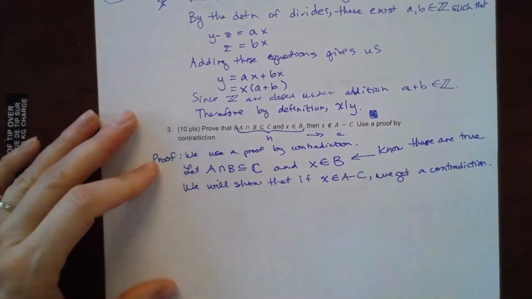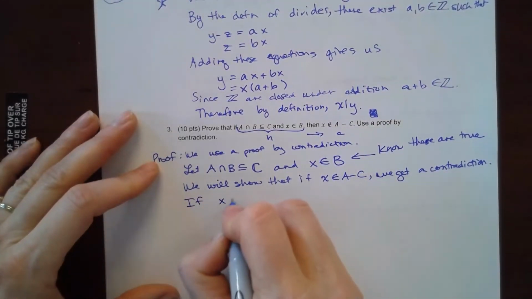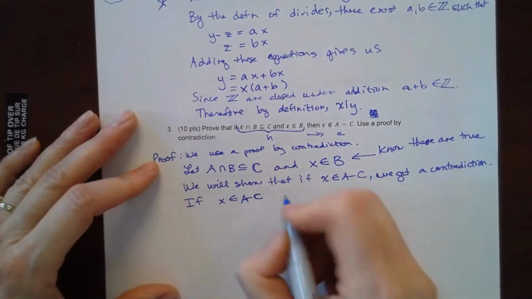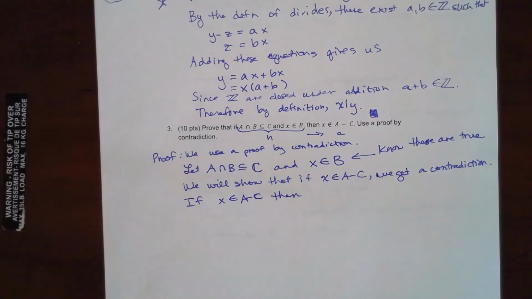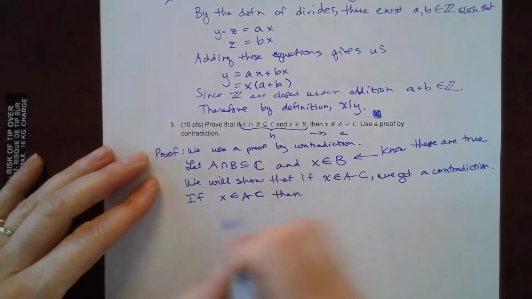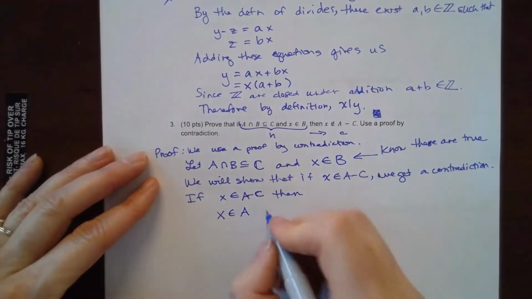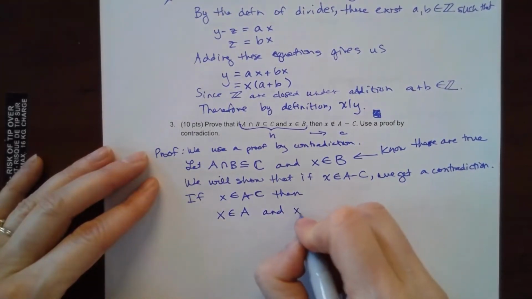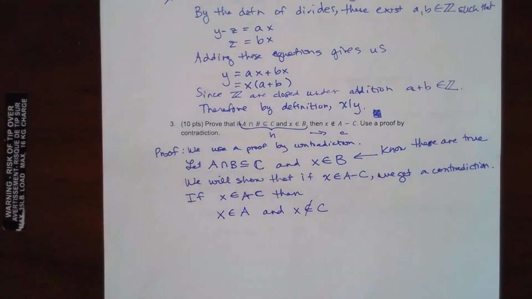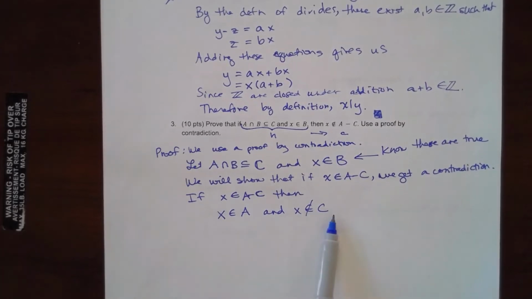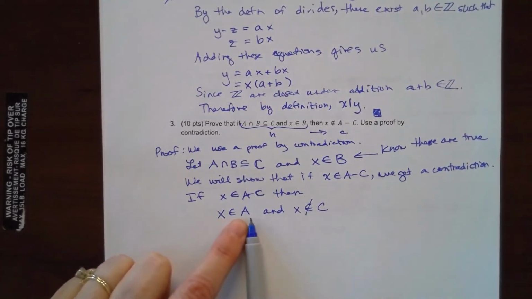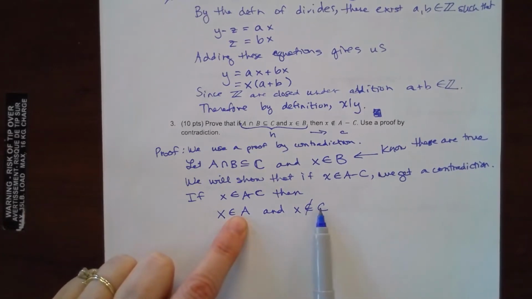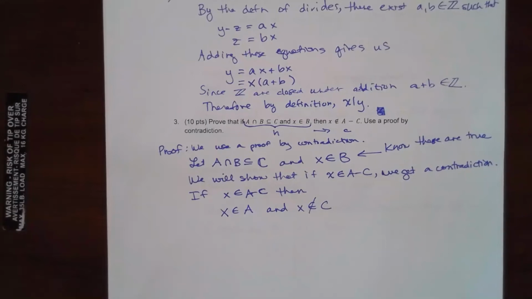Okay. So, if X is an element of A minus C, then what would be true? Well, we know then that X would have to be in A, and that X would not be in C. And I know a lot of you just went straight to X is an element of A intersect C bar. So this is just another way of saying that if X is an element of A intersect C bar, that means it's in A and it's not in C. So that's what A minus C is.